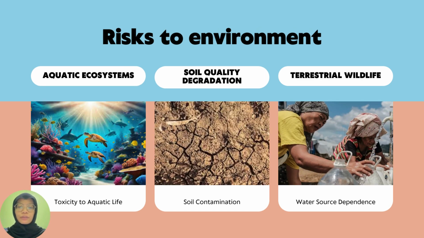With the environment, the first one is the aquatic ecosystem, which is toxicity to aquatic life. Heavy metals and chemicals can be toxic to fish, invertebrates, and also plants. Next is soil quality degradation, which is soil contamination. Pollutants can seep into the soil, reducing its fertility and affecting plant growth. And last but not least, terrestrial wildlife. These can cause habitat contamination, which is contaminated groundwater, and also water source dependence: wildlife that depends on contaminated groundwater sources may suffer from health issues, affecting biodiversity.